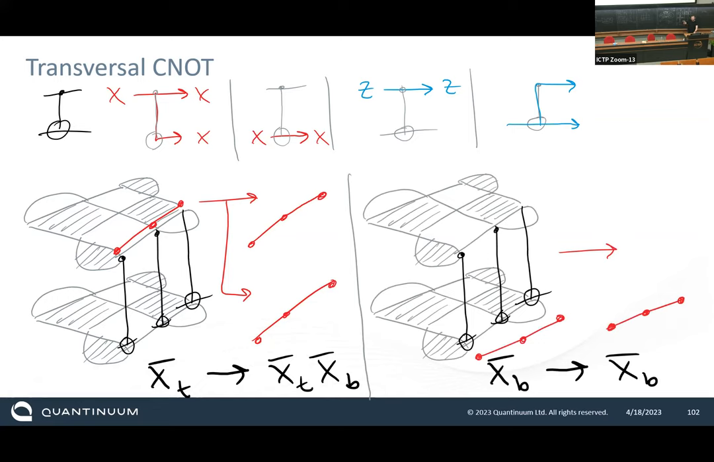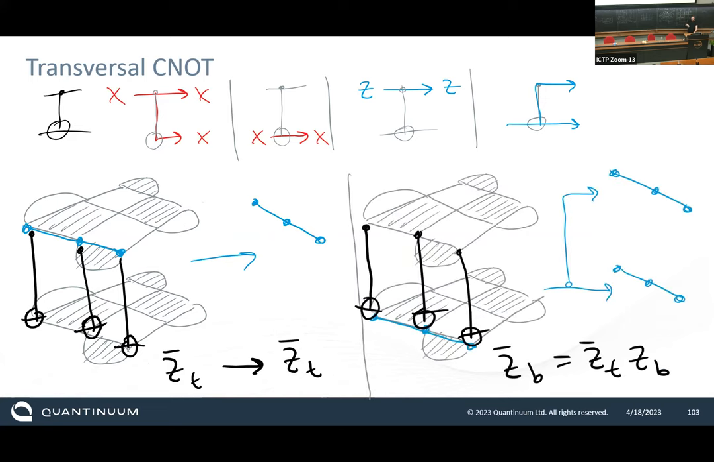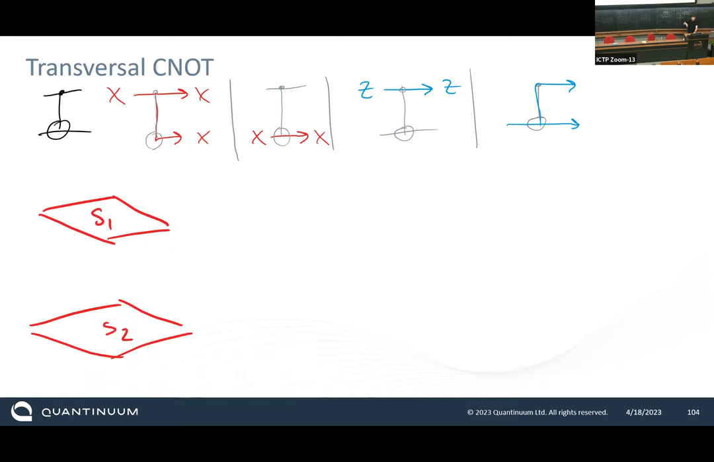So we get the same sort of rules on the logical level that we see on the physical level, by doing these sets of operations. Cool. And the same sort of story holds on the logical level for the Z side of things, but in the reverse. And now, okay, I'm over time, but I'm almost done.